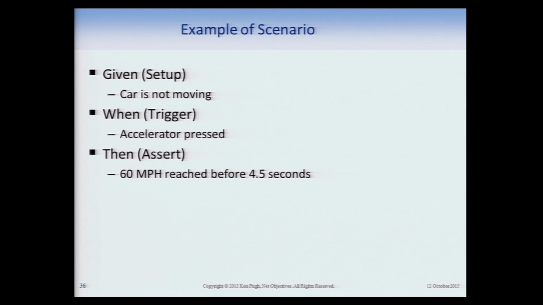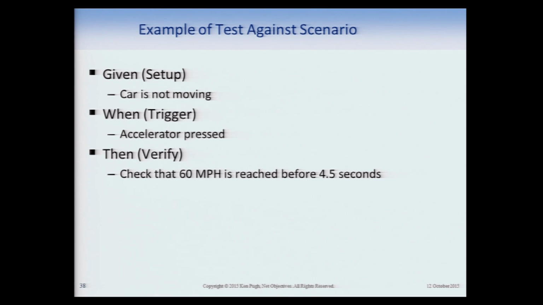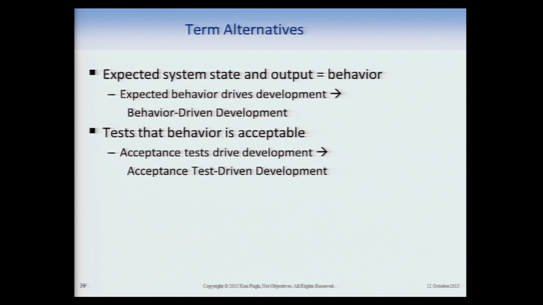Okay. So what is a test? A test is, given an initial system state, when an action or event occurs, then we are going to compare what we actually got to what we expected. So tests and scenarios are somewhat the same, with the addition that we're going to check to make sure that 60 miles per hour was reached before 3 seconds on the clock. So that's our test and our scenario.